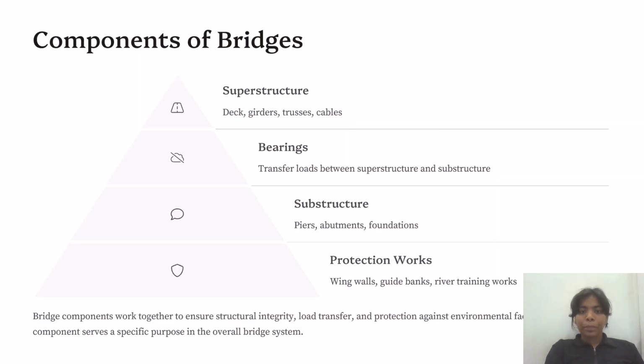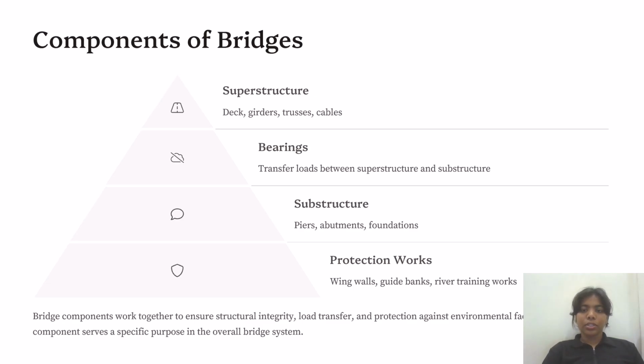Now these are the components of the bridges. Now I'm talking about the components. First of all, we will talk about the superstructure. The part of the bridge that directly supports the traffic load. It includes the deck, the surface on which vehicles or pedestrians travel. It can be made of concrete, steel, timber, or composite material. It is called the deck.